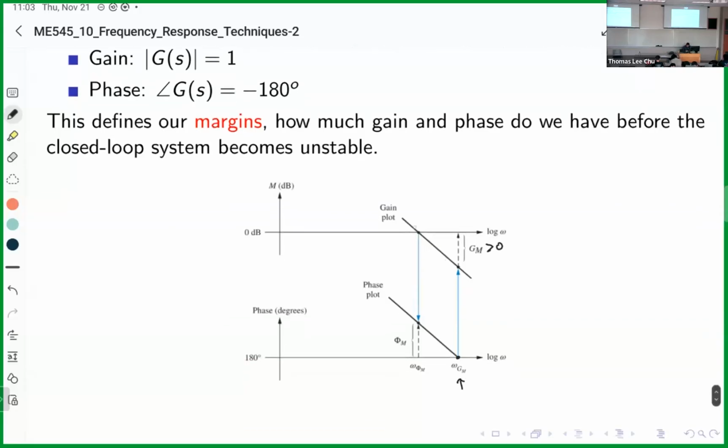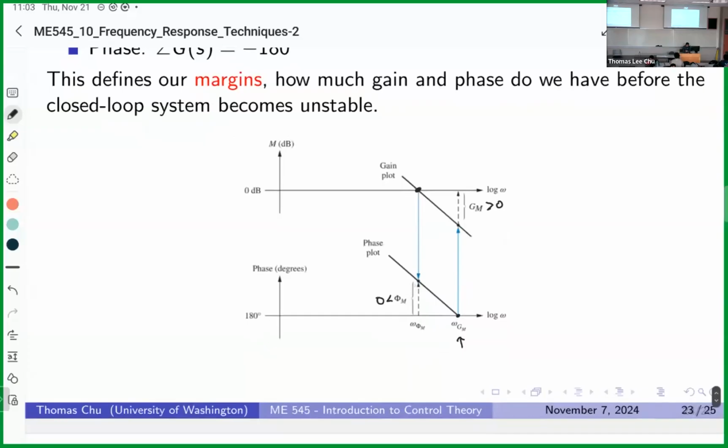The phase margin is a similar idea, where if we look at the magnitude of 0 decibels, we want to look at how much phase we can lose before the system becomes unstable. In this case, this is also greater than 0 here. So phase margin is positive when we have this margin here, and gain margin is positive when we're below the 0 line.